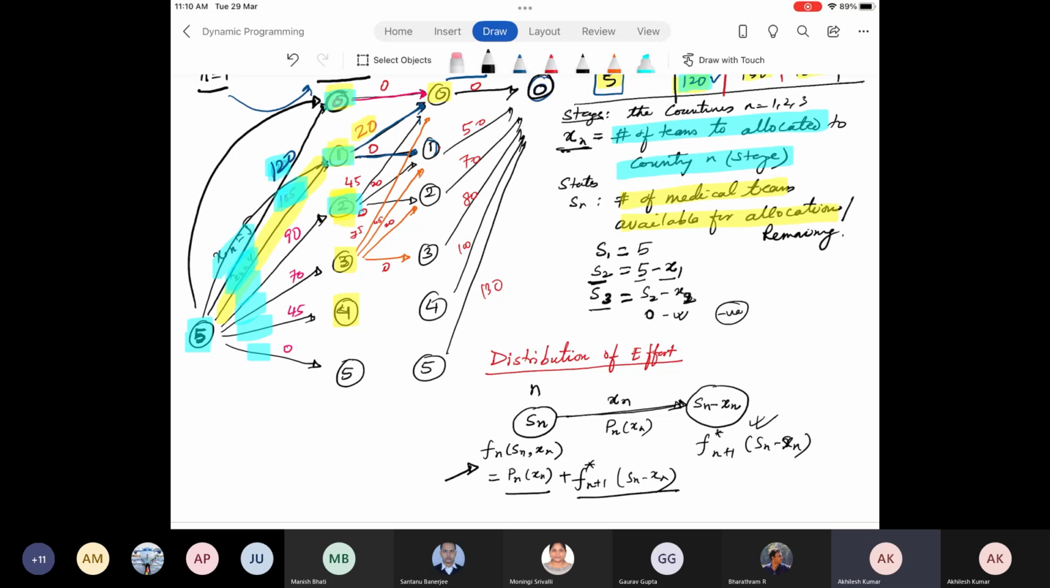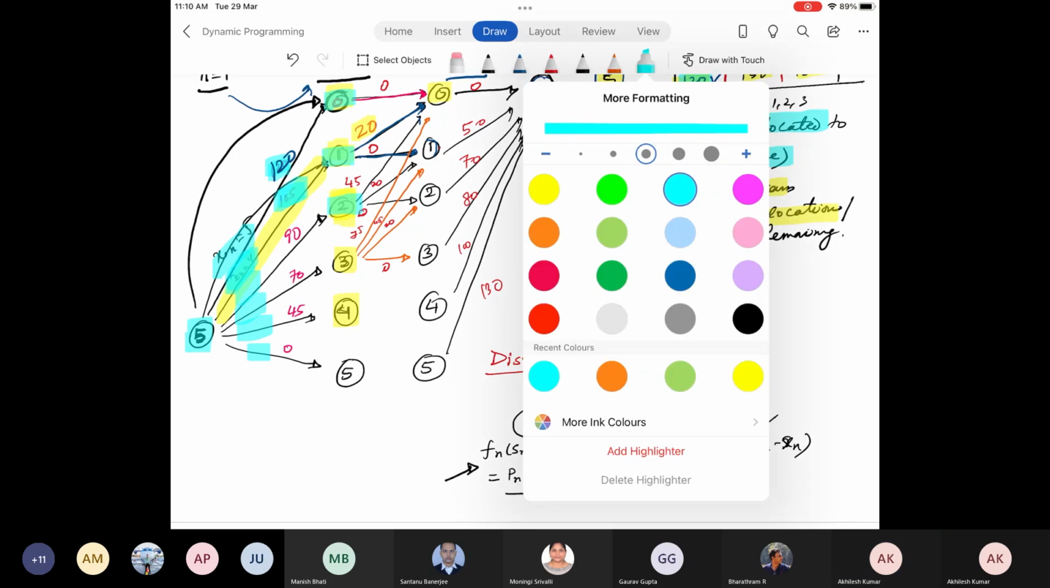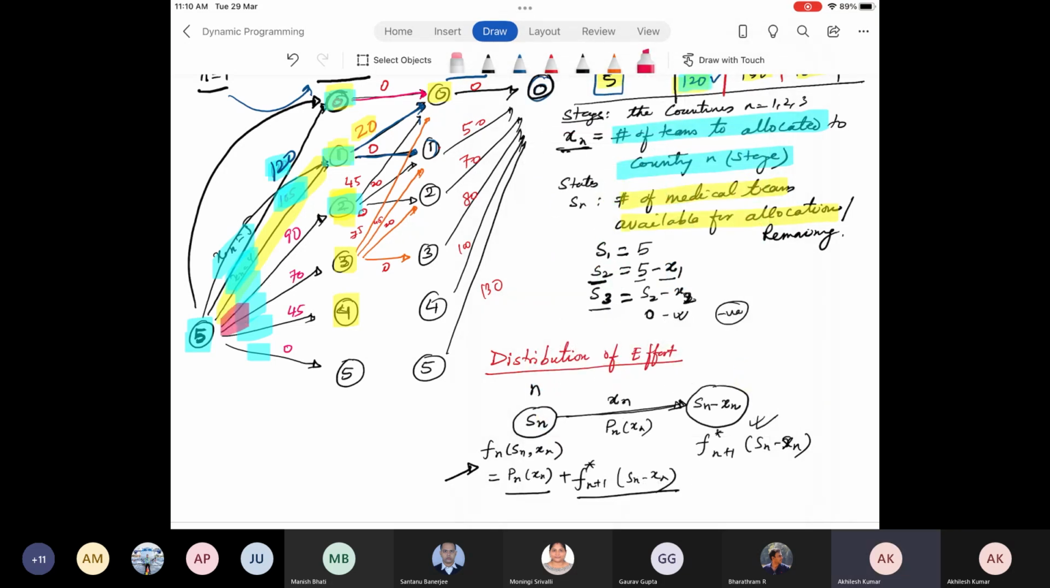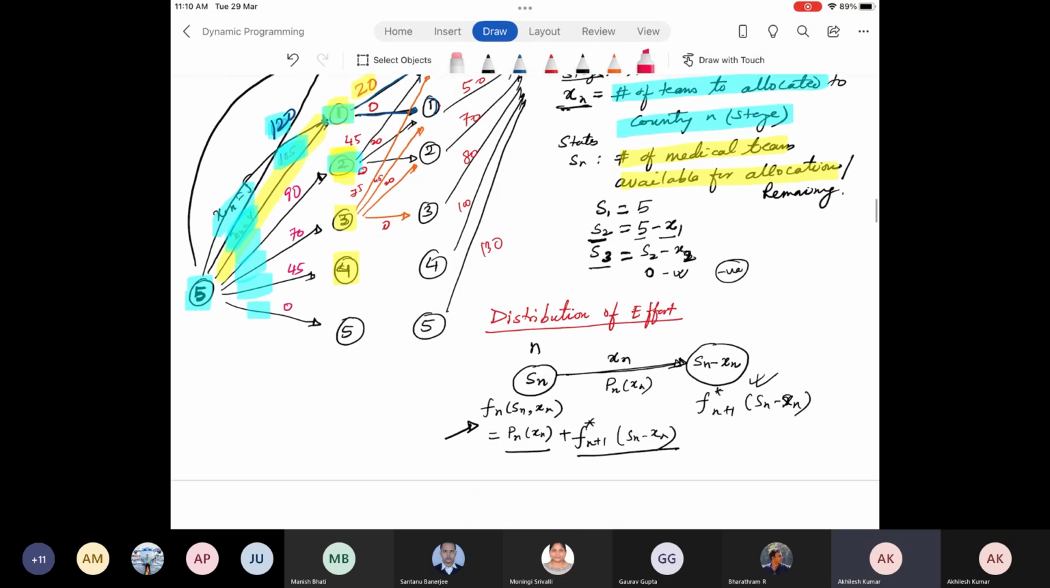For example, suppose I take this length, suppose this one. What is the immediate contribution to the profit? If I take this length, 70. What is the immediate contribution, guys?